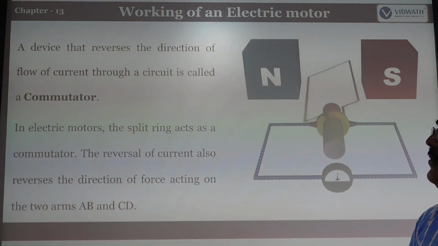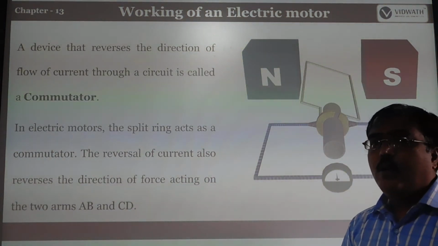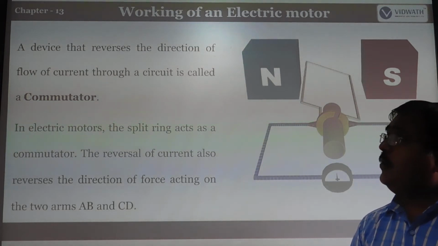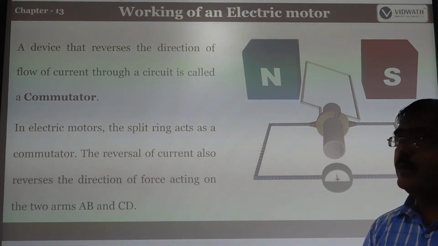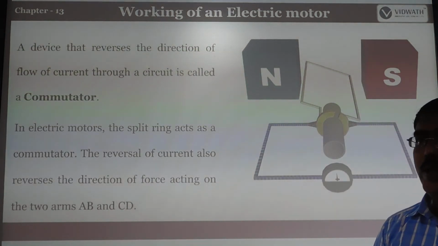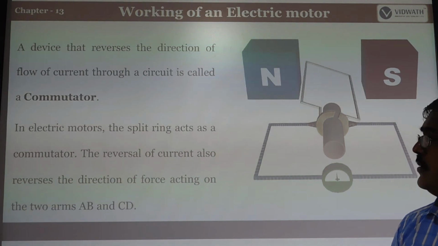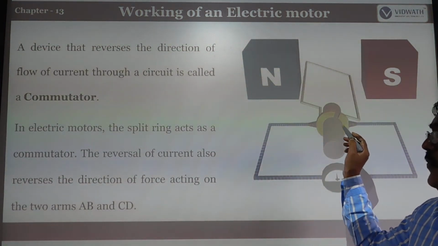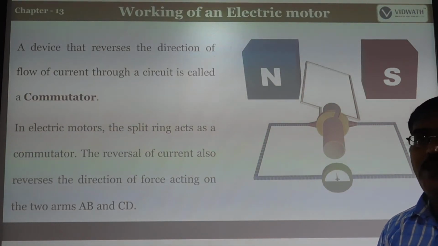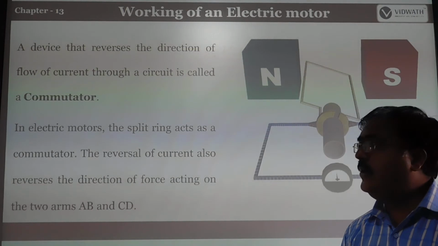A device that reverses the direction of the flow of current in a circuit can be called a commutator. So what does commutator mean? A device that reverses the direction of flow of current through a circuit is called a commutator. In electric motors, the split rings act as commutators. So what do we call this? Split rings. They act as a commutator. It means they help the current flow in the reverse direction.